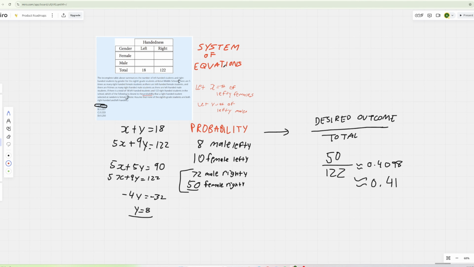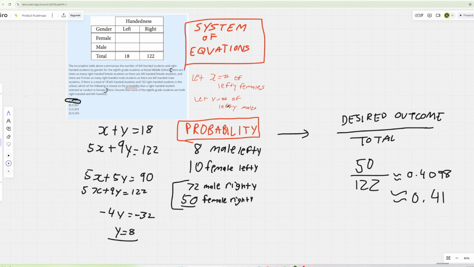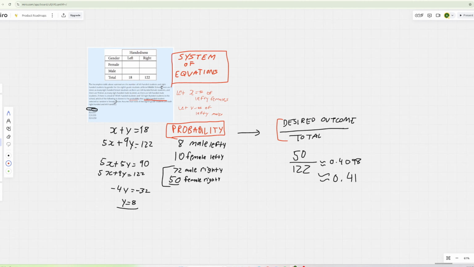So again, what is this test? Systems of equations. Just know how to set them up, how to solve them, and probability. The thing I think most people would get wrong is that they pick out of everybody, but they're only asking that a right-handed student selected at random. They're not asking out of all the students. They're only asking for a very specific group. So just remember this.